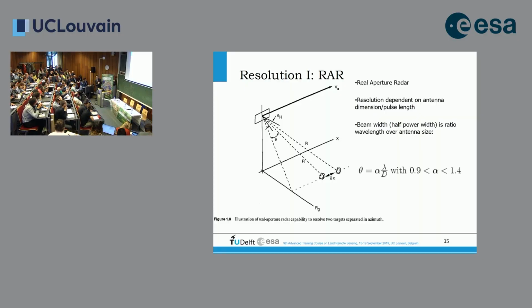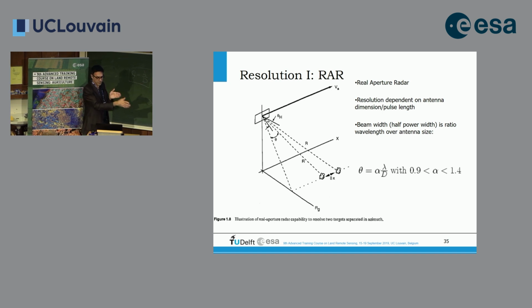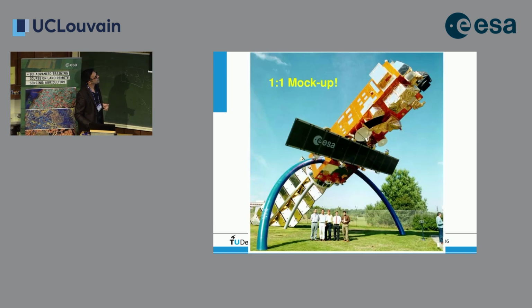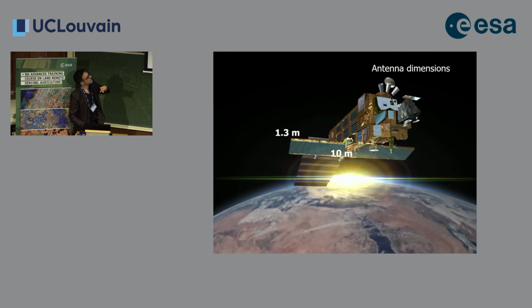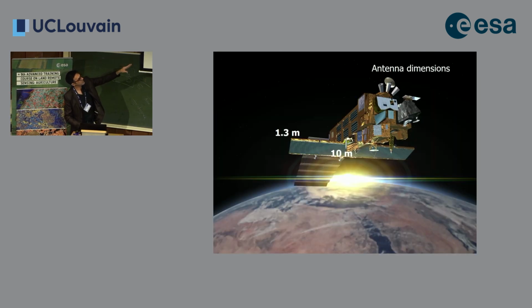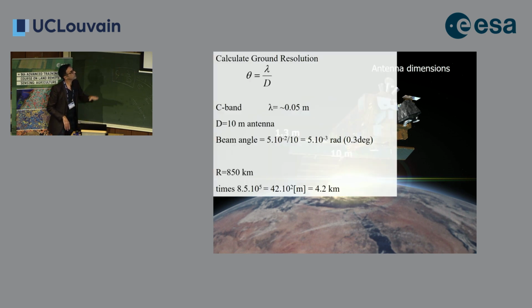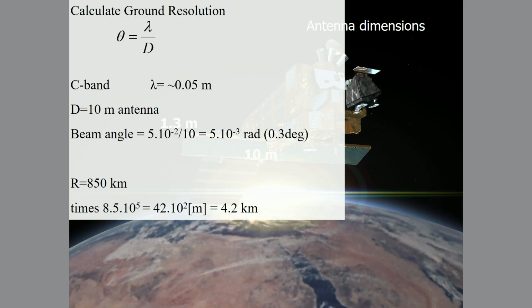1/5 is even smaller. So that means that the area that we're illuminating on the Earth is this small angle, but then times the distance. Now here, this is the ENVISAT. Here I use this as an example. It has a dimension of 10 meters in one direction. And we can do the calculation here. So in this case, it's C-band, so 5 centimeters, 10 meter long antenna. So the beam angle would be 5 milliradians, which would be 0.3 degrees. So this makes sense, 0.2.